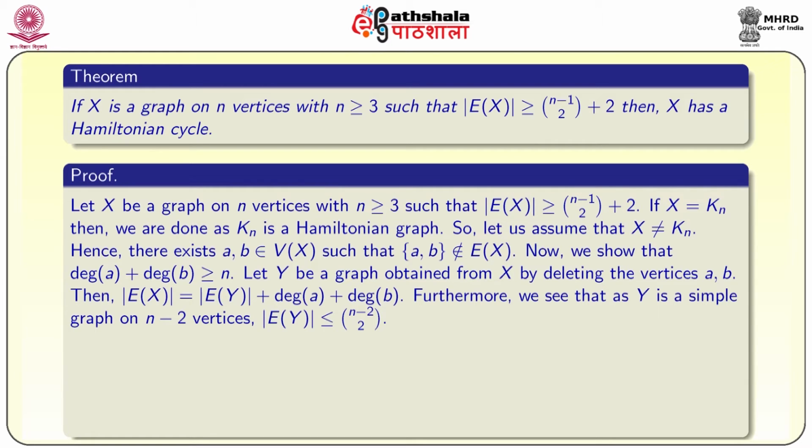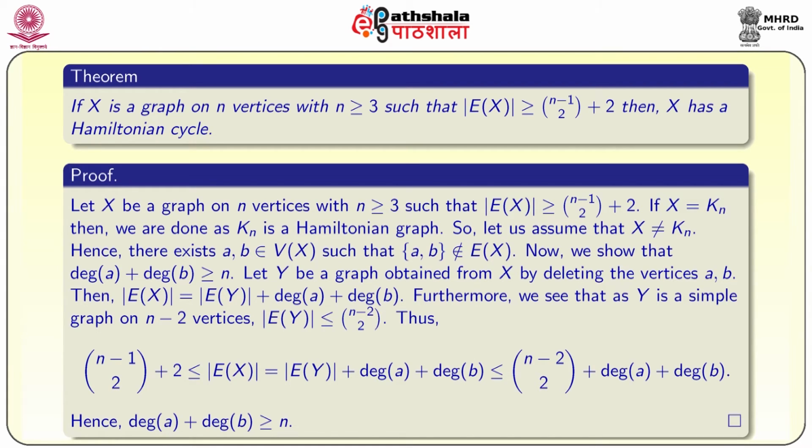Let y be a graph obtained from x by deleting the vertices a and b. Then the edge set of x is equal to the edge set of y plus degree of a plus degree of b. Furthermore, we will see that y is a simple graph on n minus 2 vertices. So, the cardinality, the number of edges of y, is less than or equal to n minus 2 choose 2.